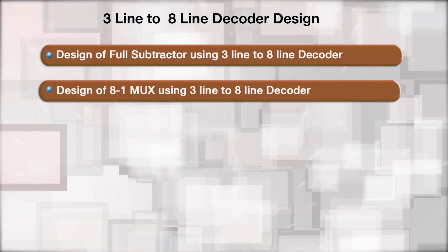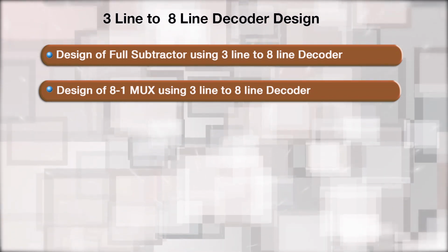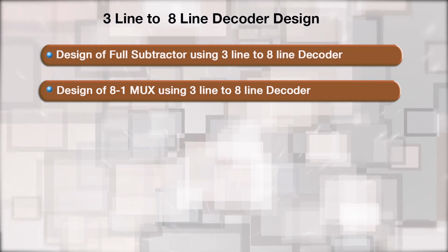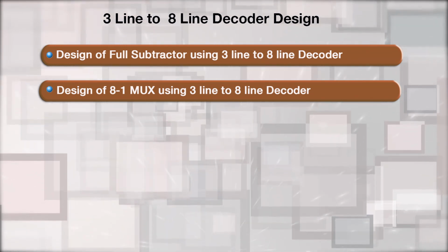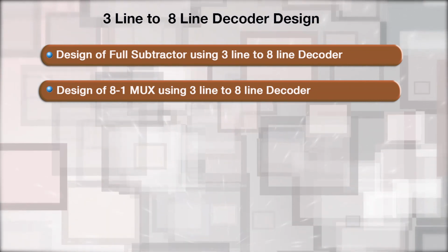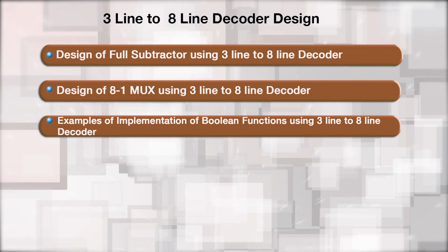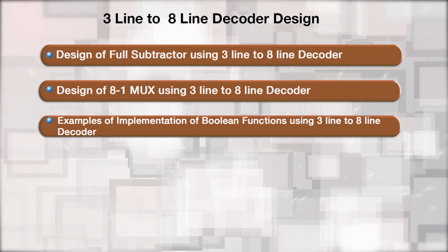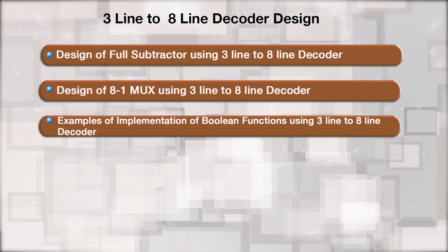Then we will see the design of 8 to 1 mux using 3 to 8 line decoder. Then we will see the memory mapping using 3 to 8 line decoder. Then we will discuss some examples of implementation of Boolean function using 3 to 8 line decoders.